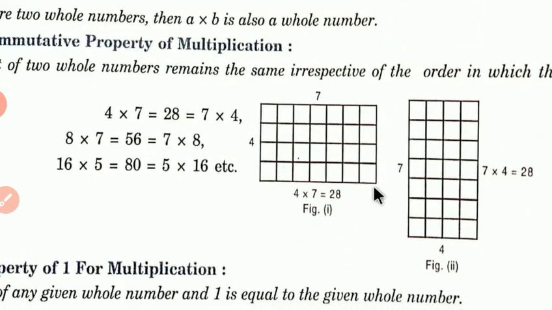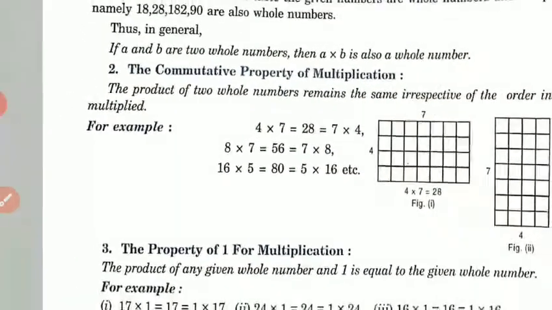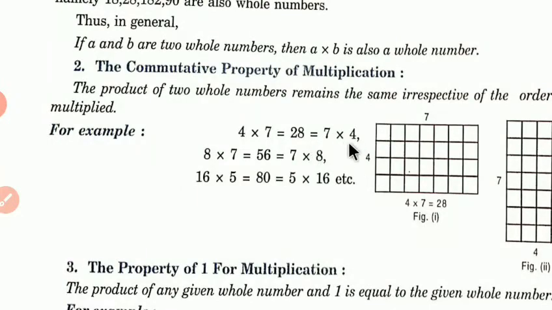You can see this here. Here 4 columns and 7 rows. If you multiply, then you will get 28 small boxes. And if we take 7 columns and 4 rows, then also you will get the same answer. We will get 28 small boxes. It means if we change the order of the numbers, the answer will not be affected. The answer will be the same. Same here, 8 into 7 is 56, or 7 into 8, 7 eights are 56 only. So the commutative property means A into B is equal to B into A.